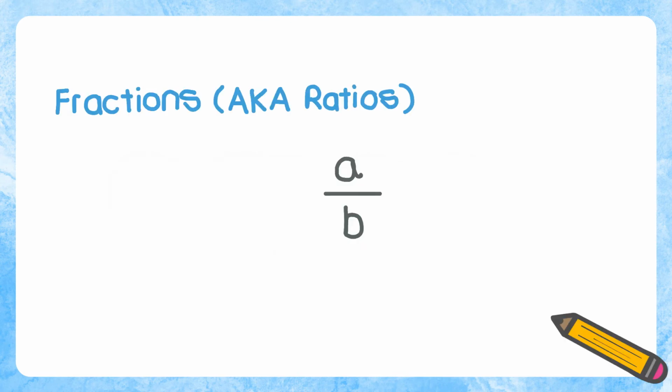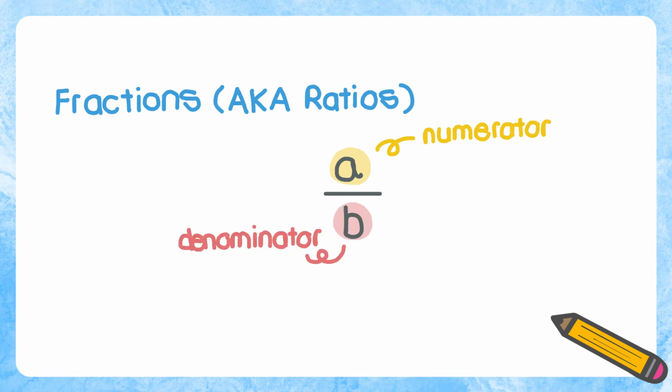Now that we're familiar with the idea of finding the greatest common factor, let's look at how to simplify fractions. Fractions are also known as ratios. Here, I have a fraction a over b. A, which is our number on top, is called the numerator. And then b, which is our number on the bottom, is called our denominator. So for example, if we had 3 over 5, 3 would be our numerator and 5 would be our denominator.